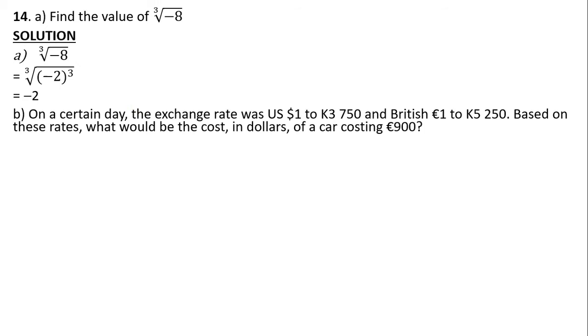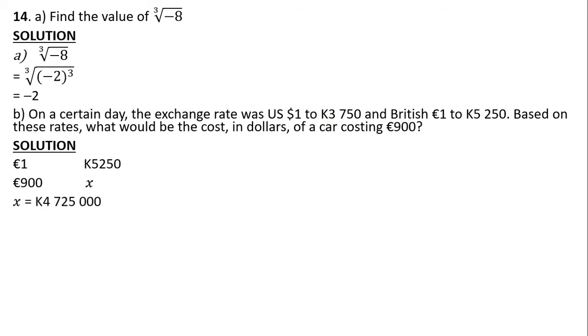On a certain day, the exchange rate of $1 to kwacha was 3,750 and British pound to kwacha was 5,250. Based on these rates, what would be the cost in dollars of a car costing 900 pounds? So we are going to take it step by step. First, we are going to change these 900 pounds into kwacha, and then we'll convert the kwacha into what? Into dollars. So we'll take it step by step.